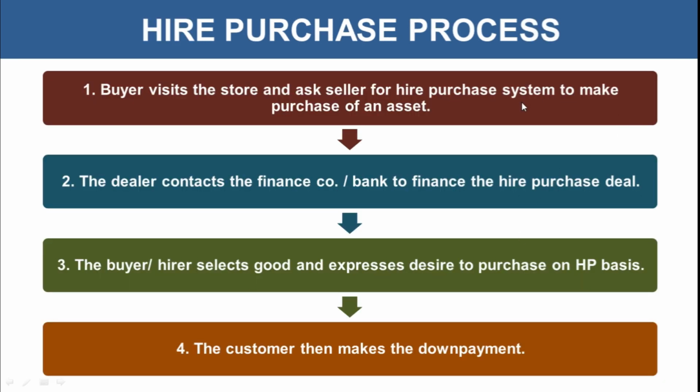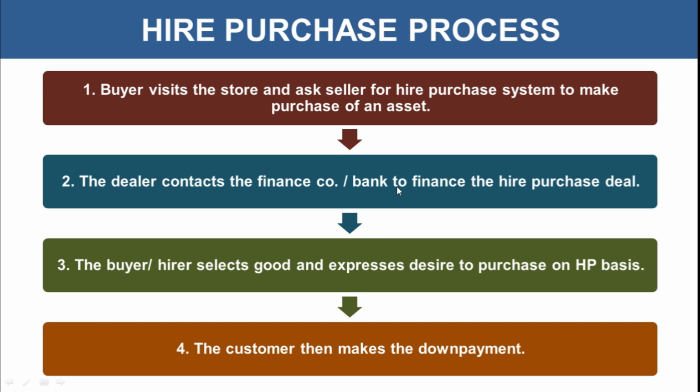Now let's understand the hire purchase process, how it goes on. So you as a buyer, you visit the store and you ask the seller for hire purchase system to make purchase of an asset which you cannot afford to pay at once. Now the dealer or the seller will contact the finance company or the bank. As I said, there are three parties involved. So there is a finance company or bank which will provide finance to you.